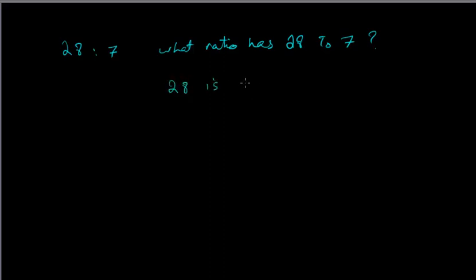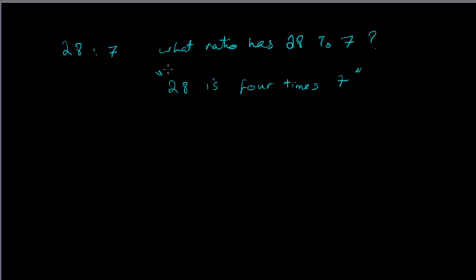Now, how to read a ratio? We have two numbers in a ratio, and each of them is called a term. We have the first term and we have the second term. When we are asking the question, we usually say what ratio has x to y. For instance, what ratio has 28 to 7? When the first term is larger than the second, we'll say 28 is 4 times 7.